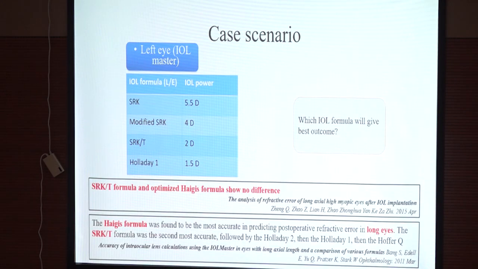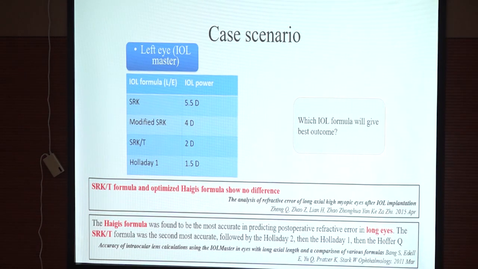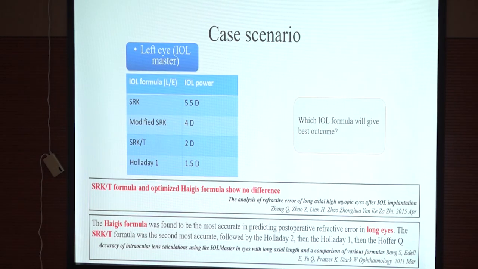It was found that SRK-T and the optimized Haigis formula show almost no difference. Another study also confirmed the same thing, that the Haigis formula was found to be more accurate in predicting the post-operative refractive error in longer eyes, whereas the SRK-T was also equally accurate. So in such longer eye patients, it is better to go ahead with the SRK-T or the optimized Haigis formula.